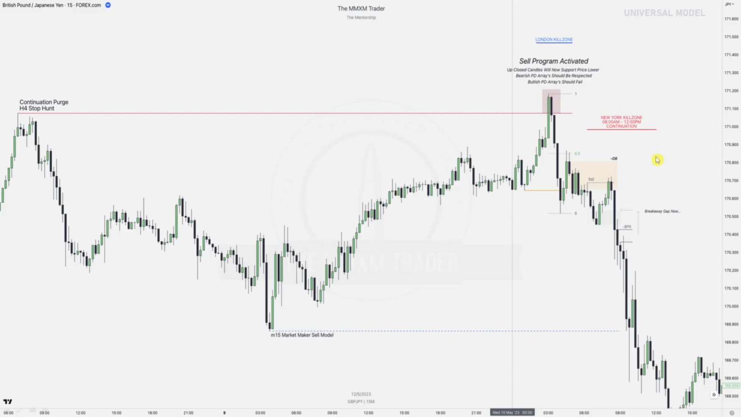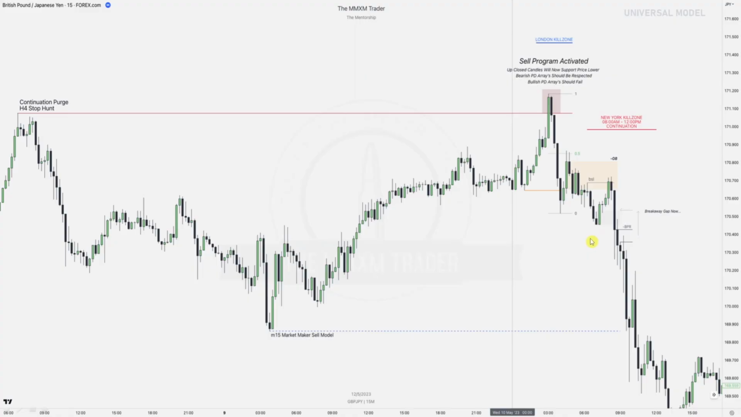Short-term perspective, bread and butter setup happens in New York kill zone, right? The highest probability setup between 8 a.m. and 12 p.m. and we have a continuation profile, right? Because we already took out buy stops. This is important. And now our up close candle supports price going lower, and we can get in either on distribution phase number 1, or we can get in on that silver bullet, that distribution phase number 2, and wait for that intermediate term high to be formed.